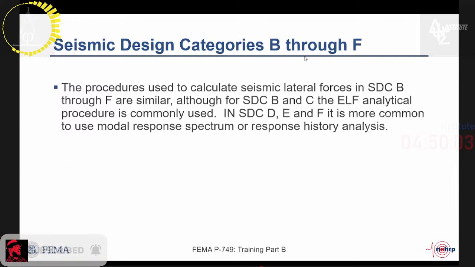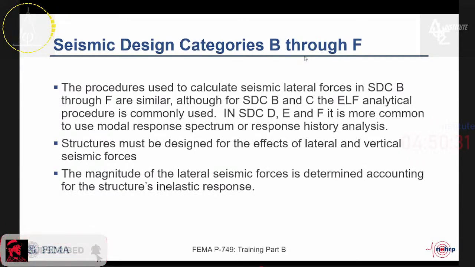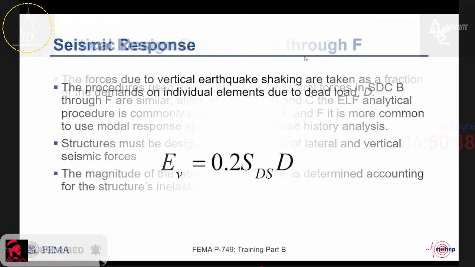The procedures used to calculate the lateral forces in seismic design categories B through F are similar, although for seismic design categories B and C, equivalent lateral force is the most commonly used procedure. In seismic design categories D, E, and F, it is more common to see modal response spectrum analysis or response history analysis used. Structures must be designed for the effects both of lateral and vertical seismic forces in these design categories. And the magnitude of lateral seismic forces is determined accounting for the structure's inelastic response.